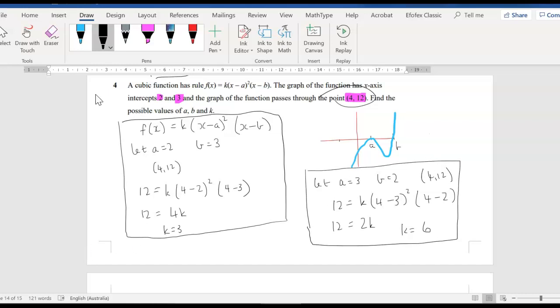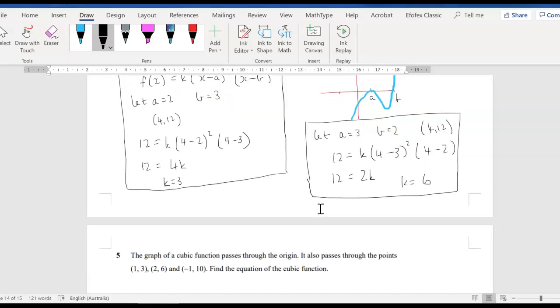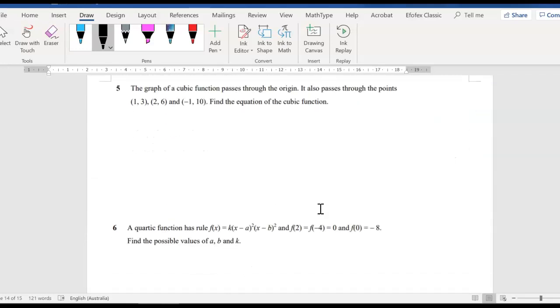Now, a question like this, I think they would always stipulate whether a was bigger than b and so forth, so you wouldn't always get two possible answers, but for that one you do. All right, let's move on to question 5.